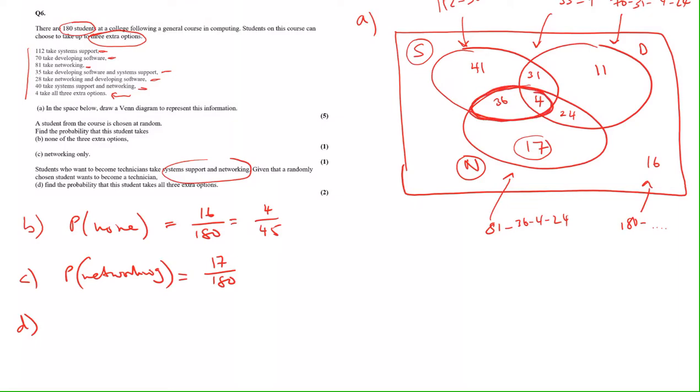So there are 40 students who we could select from, and this is the probability that they take all 3, given that they do system support and networking. And the students who take all 3 are just the ones in the middle, so that's 4. And you can simplify that down to 1/10.